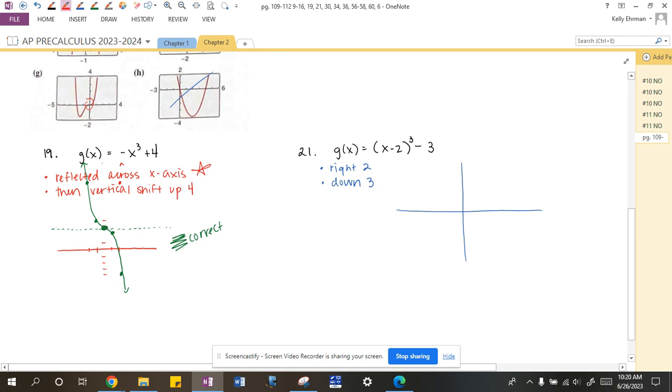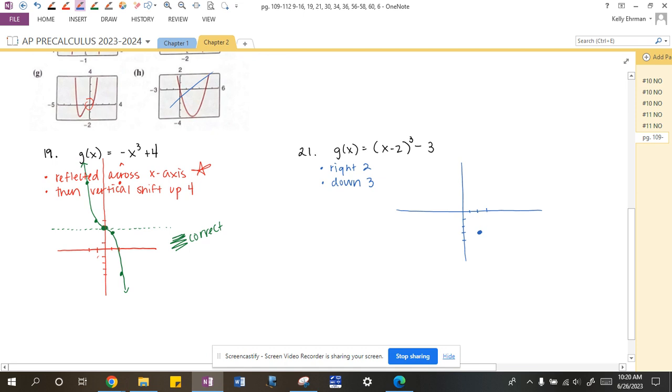Normally I say do the reflection first and then shift, because it would be wrong to shift up 4 and then reflect across the axis and have my graph be way down here. Okay, anyway, with that in mind, this graph has not been reflected. So instead of the first point being at 0, 0, it's going to be right 2, down 3, right here. And then I usually just build off of that center point.